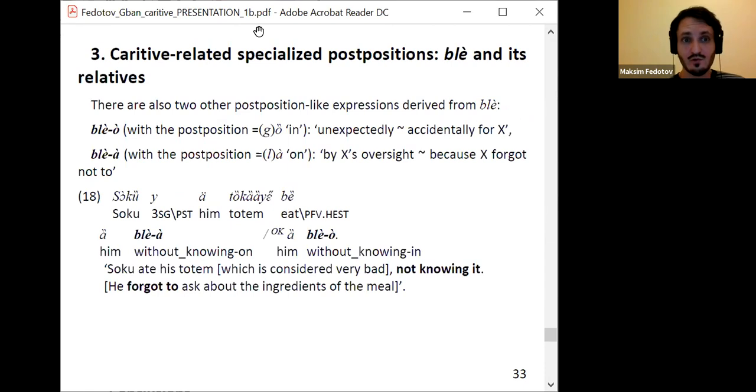And there are also two postposition-like expressions that are derived from ble, bleo and blea, with the postposition in and a postposition on glued onto ble. And these, surprisingly, elaborate even further on this semantic zone, giving additional meaning nuances such as unexpectedness or someone's forgetfulness, someone's oversight. So, for example, in 18, Soku ate his totem food, which is considered very bad, not knowing it. So he forgot not to eat it, and he ate it. And this is expressed primarily by blea.